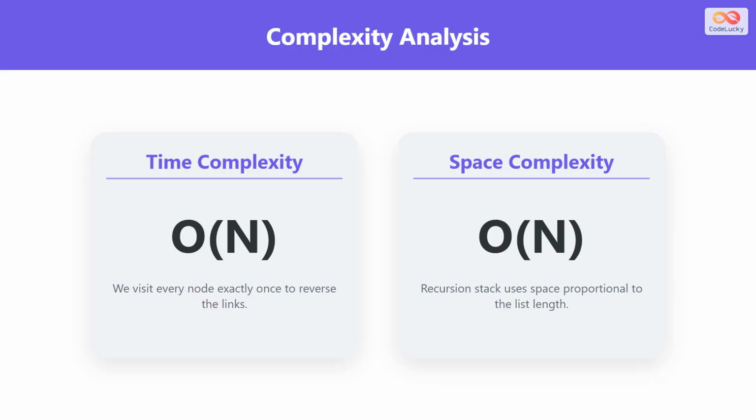Let's analyze the performance. The time complexity is big O of n because we visit every node once. The space complexity is also big O of n due to the recursion stack storing a frame for every node in the list.